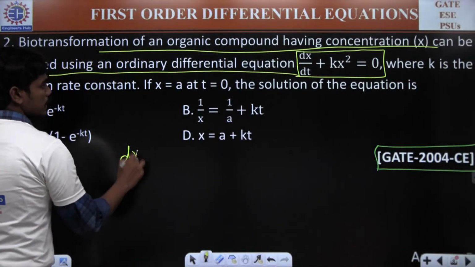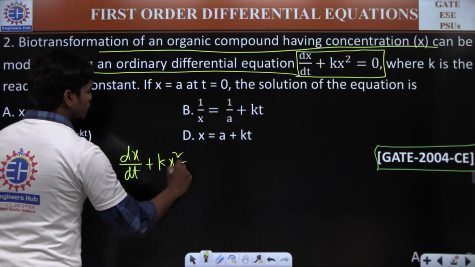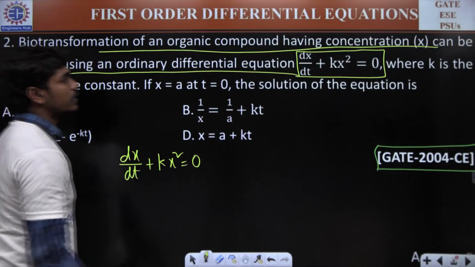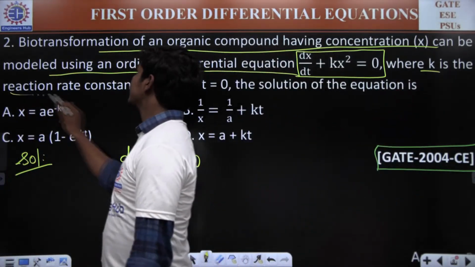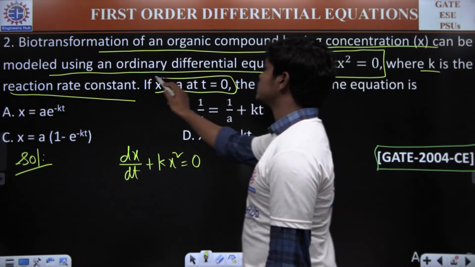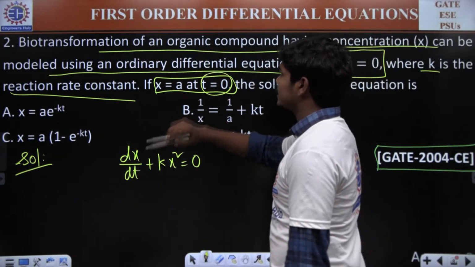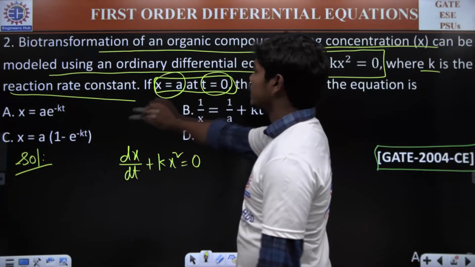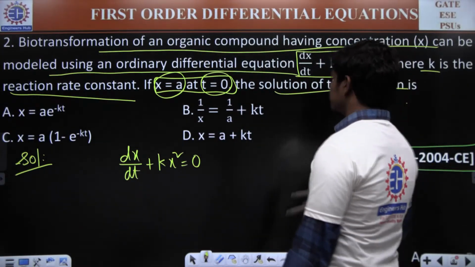So dx by dt plus kx square should be equal to 0. This is the differential equation that's given. Of course, where k is the reaction rate constant, which means k is a constant. That's fine. If x is equal to a at t is equal to 0, this is the condition that they have given at the initial state. So initially when time t is equal to 0, there is some concentration of the organic compound, x is equal to a, then the solution of the equation is dash.